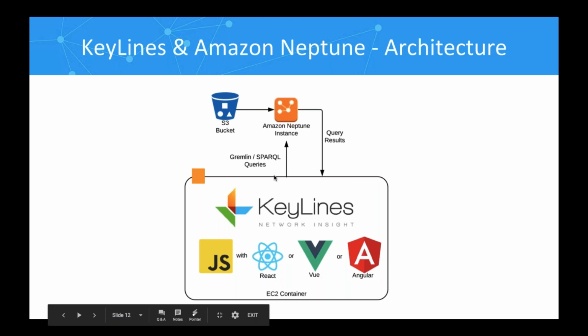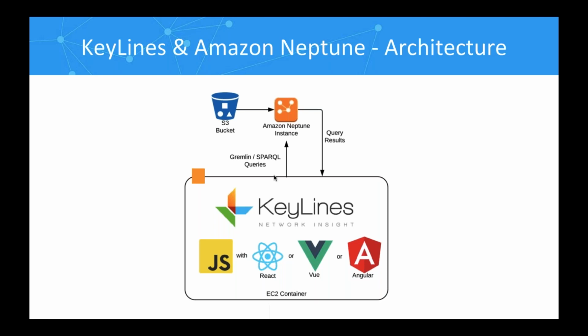So what happens here is I run queries from my KeyLines instance in the browser. My KeyLines application was deployed to EC2 for easy querying against my Neptune instance. And those query results were fed back to my application, and you'll see the visualizations that happened as a result.